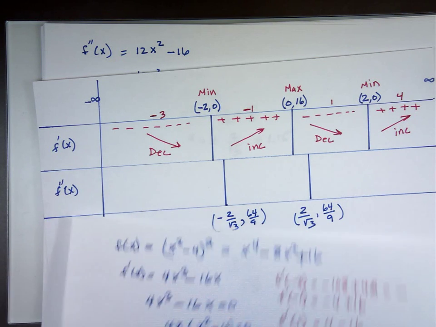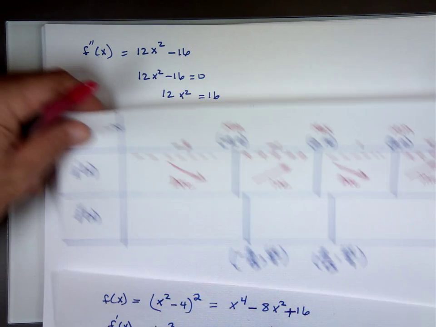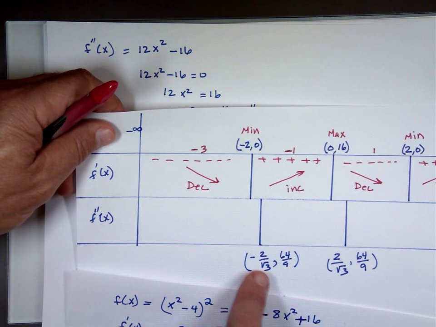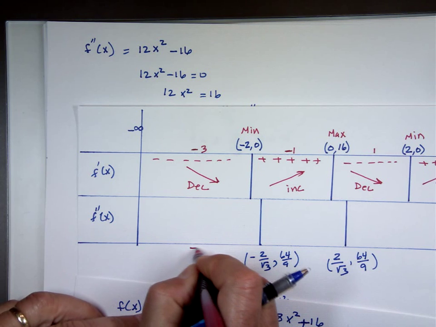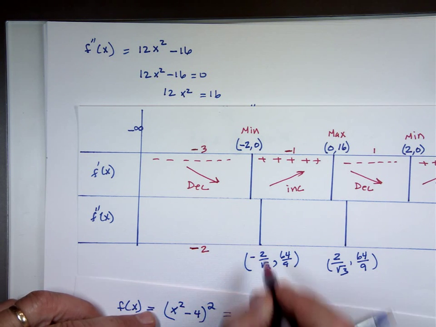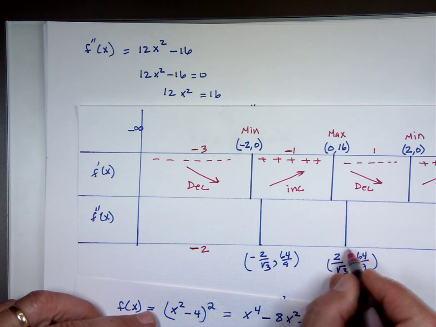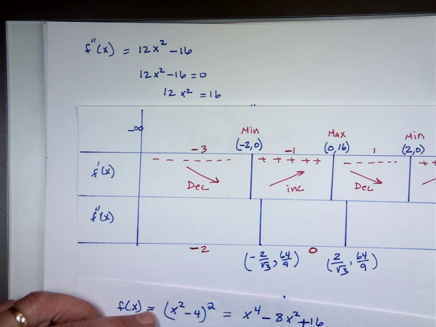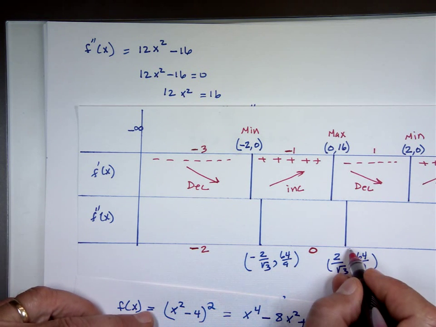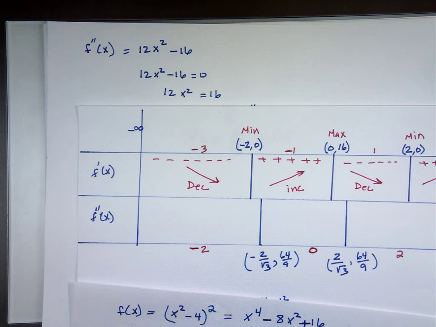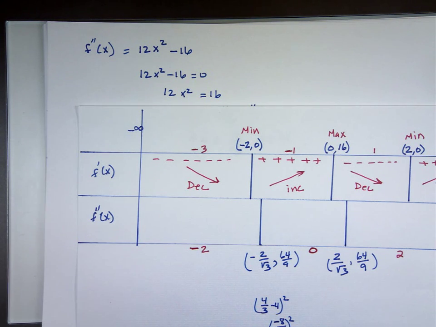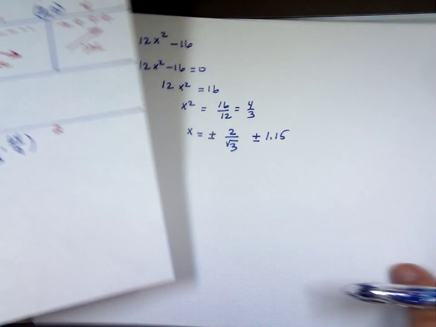And now let's look at the second derivative. Take a test value for the second derivative, less than negative 1.15. How about a negative 2? Between negative 1.15 and 1.15, how about a 0? Between 1.15 and infinity, how about a 2 there? So now we're going to test the second derivative in each one.